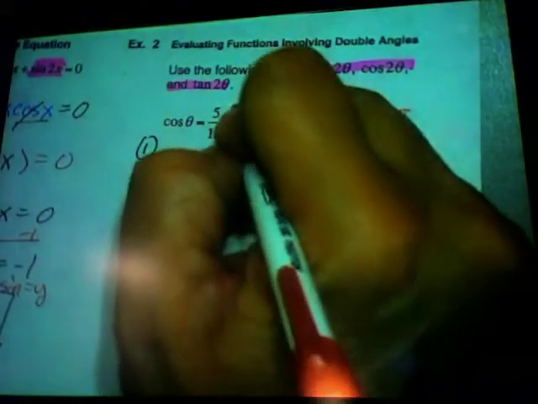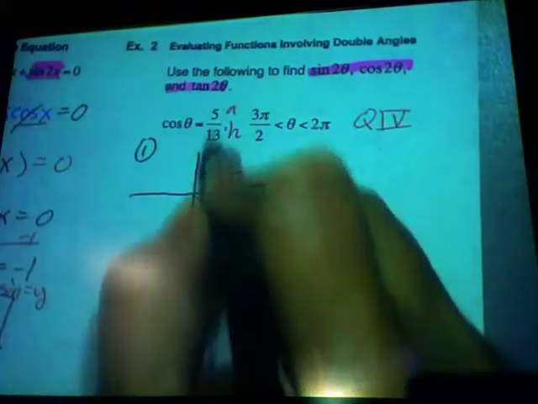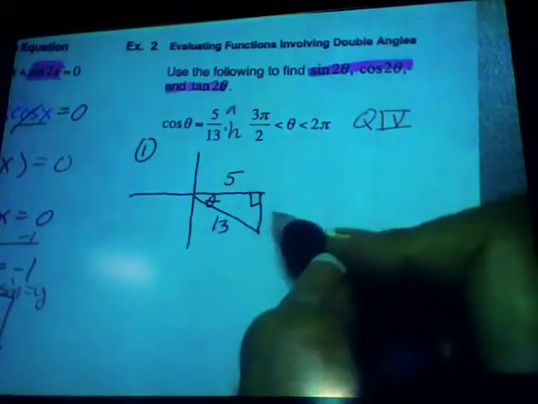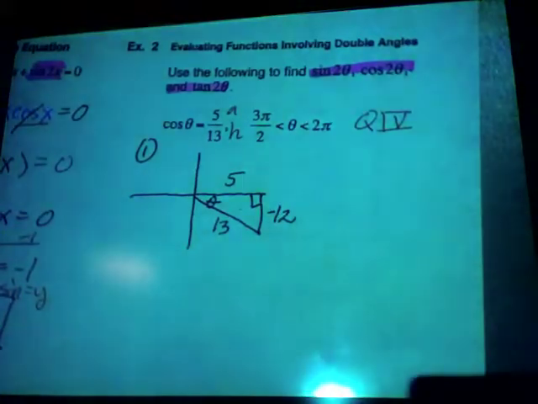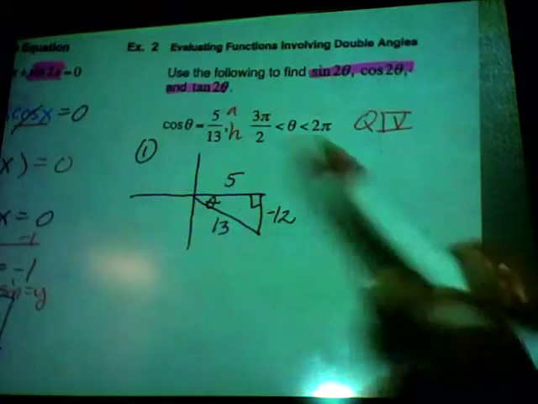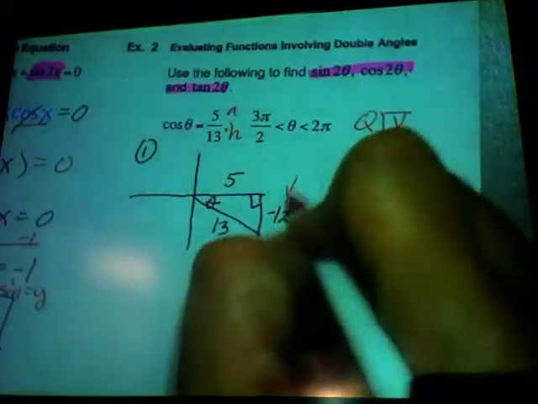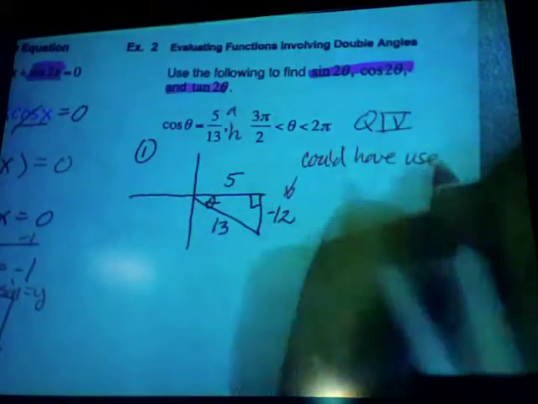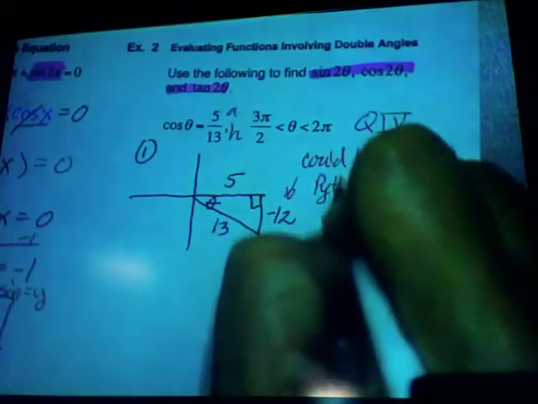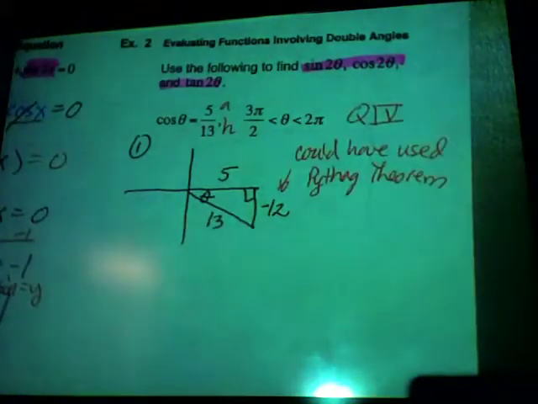Cosine is adjacent over hypotenuse. So adjacent is 5, my hypotenuse is 13. What's this one? Negative 12. How did you know that? Well, first of all, this is the negative portion of the y-axis. This is a Pythagorean triple, right? Or what could you have used? Pythag theorem. Either way. All right, so now we have a full triangle.